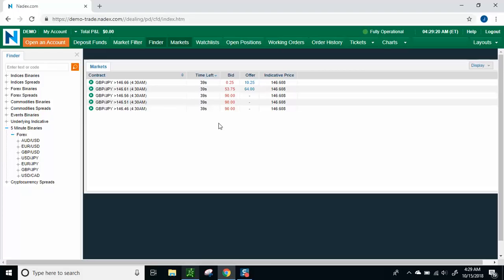Let's see if we get an alert. If you don't get it right at the top of the hour, at the top of the 5-minute period, you're probably not going to get it. All the candles move. There was no alert. There won't be one for this time period. All right, back to the best time to trade.